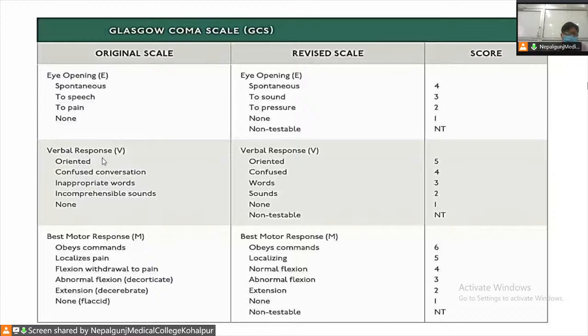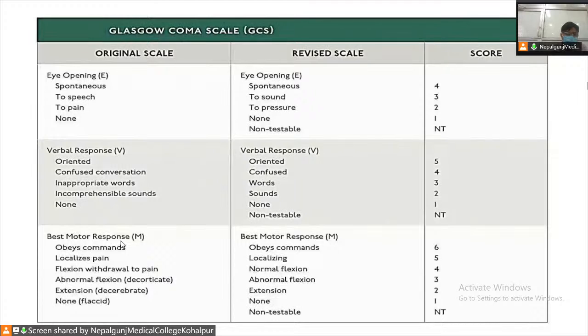In verbal response, if the patient is talking orientedly, then we give the score 5. If it is confused conversation with blabbering, we use the score 4. Inappropriate words, so that the situation doesn't define, then it is 3. And sometimes the patient is unable to speak, with incomprehensible sounds, then we go for the score 2. And if there is no sound, then 1.